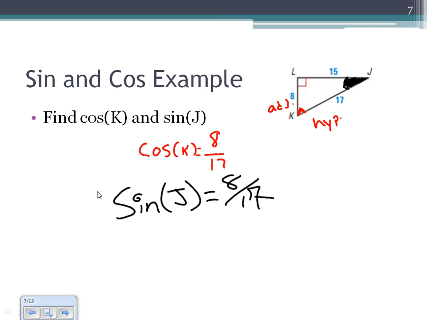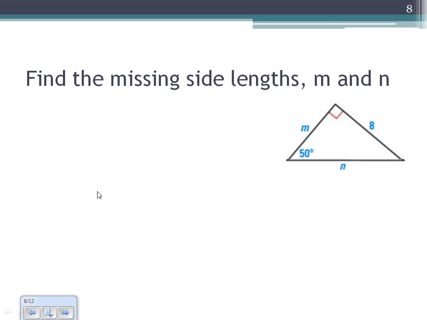Now, we're going to solve one of these using the numbers in your calculators. I'll lead you through this one, and then the next one's going to be on your own. In this case, I'm giving you the 50 degrees. So, let's write SOHCAHTOA. Okay? And label your sides.